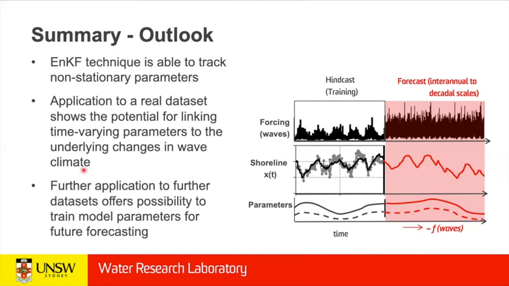The current work that we're doing is applying this to future data sets to train model parameters for future forecasting. In this conceptual figure shown here, if I apply my ensemble Kalman filter during the first part of the data, or the training period, I'm going to be able to potentially derive time-varying parametrizations that I'm hopefully going to empirically relate to the waves. And now we could use, with more confidence, these changing parameters to obtain a more confident forecast as a function of the changing wave climate.